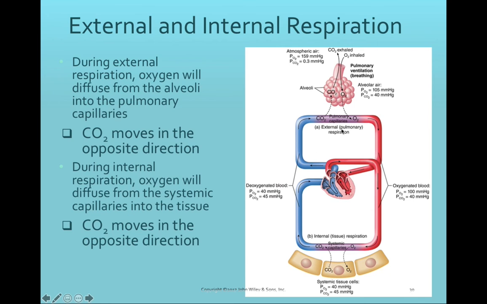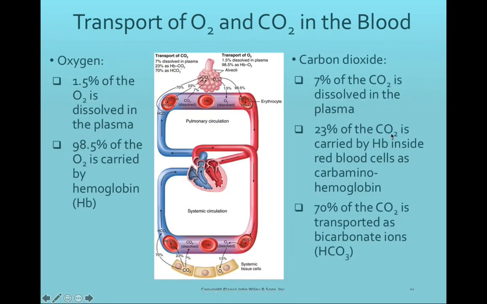So external respiration refers to the movement of oxygen from the alveoli into the pulmonary capillaries and carbon dioxide movement from the pulmonary capillaries into the alveoli. Internal respiration or tissue respiration refers to oxygen moving into our tissue cells and carbon dioxide moving into our systemic capillaries. Oxygen and carbon dioxide will always move in opposite directions of each other. And it is internal and external respiration that allow for oxygen to make its way to our body cells from the external environment. But despite hopefully having a good understanding of external and internal respiration, we also have to understand that oxygen and carbon dioxide need to be carried in the blood, and that's what we're going to discuss here.